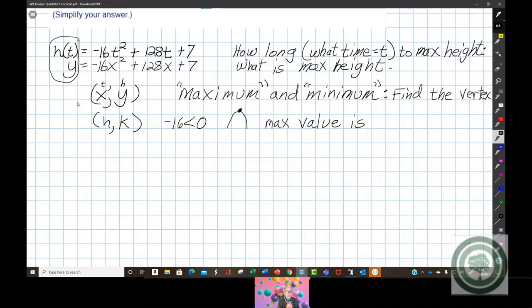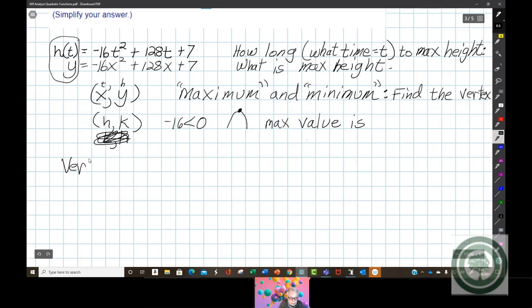So you have to be very careful when it comes to height problems. This h and this h are two entirely different things. So it might be better to rewrite this as y equals negative 16x squared, and then it's just more normal. But since t is the x coordinate, that's the time that it takes for the rocket to get to its highest value. So I should really write it like this.